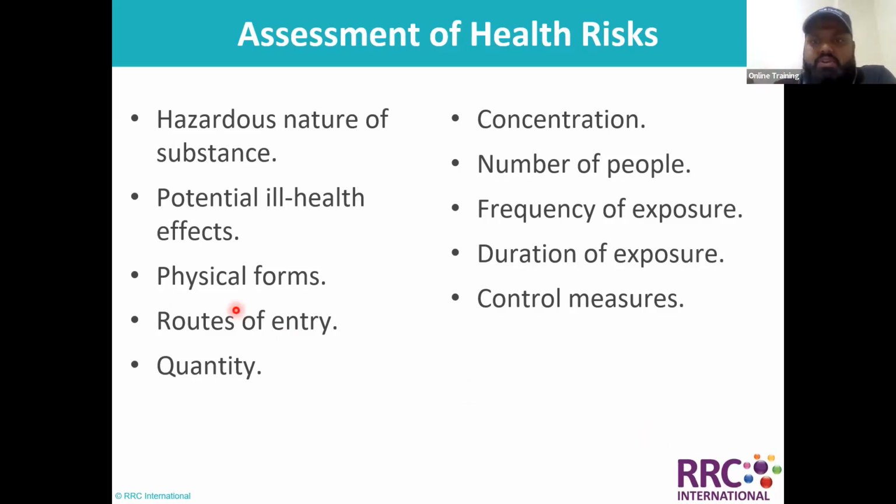Then the physical form of that particular chemical, and routes of entry through which it is going to get into the body. Quantity: how much of the chemical is going to get into the body. Then the concentration of the chemical, and the number of people who are going to be exposed in that particular area. Frequency of exposure: how many times you go into that region, get out, go in, then get out. Duration of exposure: once you get in there, for how long you will stay. Then finally, the control measures you are going to define there, how we can protect ourselves. In this way, we'll have the health risk assessment.